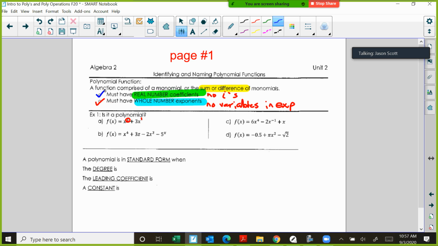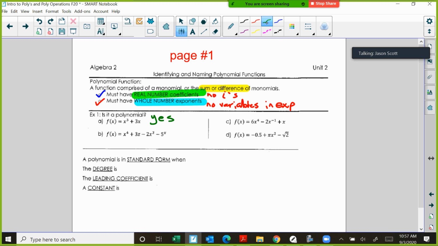Check this box. So 1a is a polynomial. So f of x equals x cubed plus 3x is a polynomial. So we just got to check: does it have real number coefficients? Does it have whole number exponents? And as long as it has those things, we're good to go.